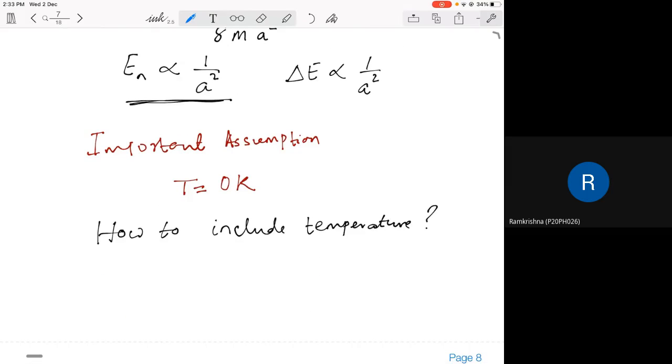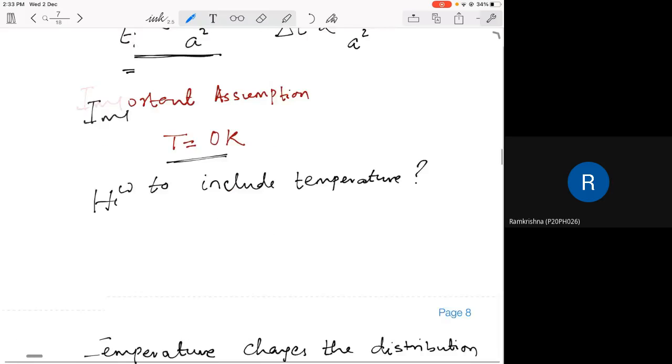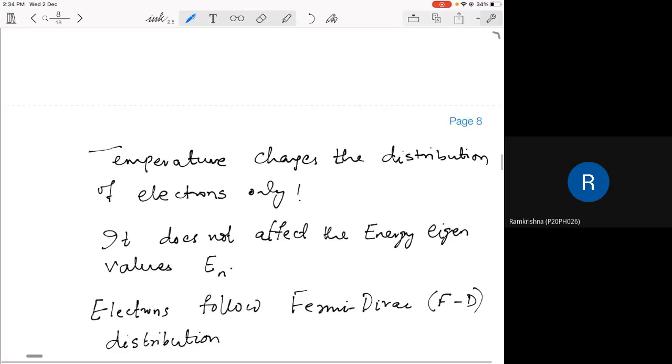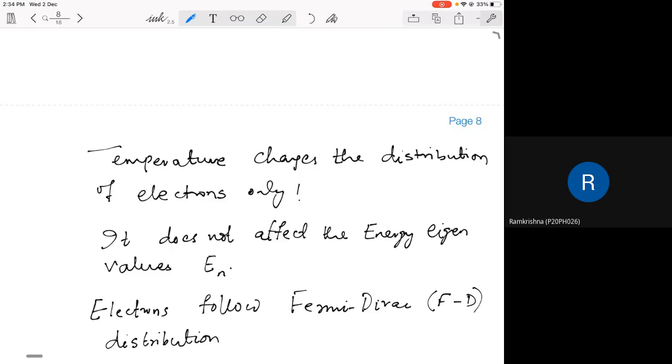In all these calculations, when we are calculating these energy eigenstates, we are not bothered much about temperature. We say everything is at 0 Kelvin. Then how do we understand the electron distribution as a function of temperature? That comes from the well-known Fermi-Dirac distribution function.